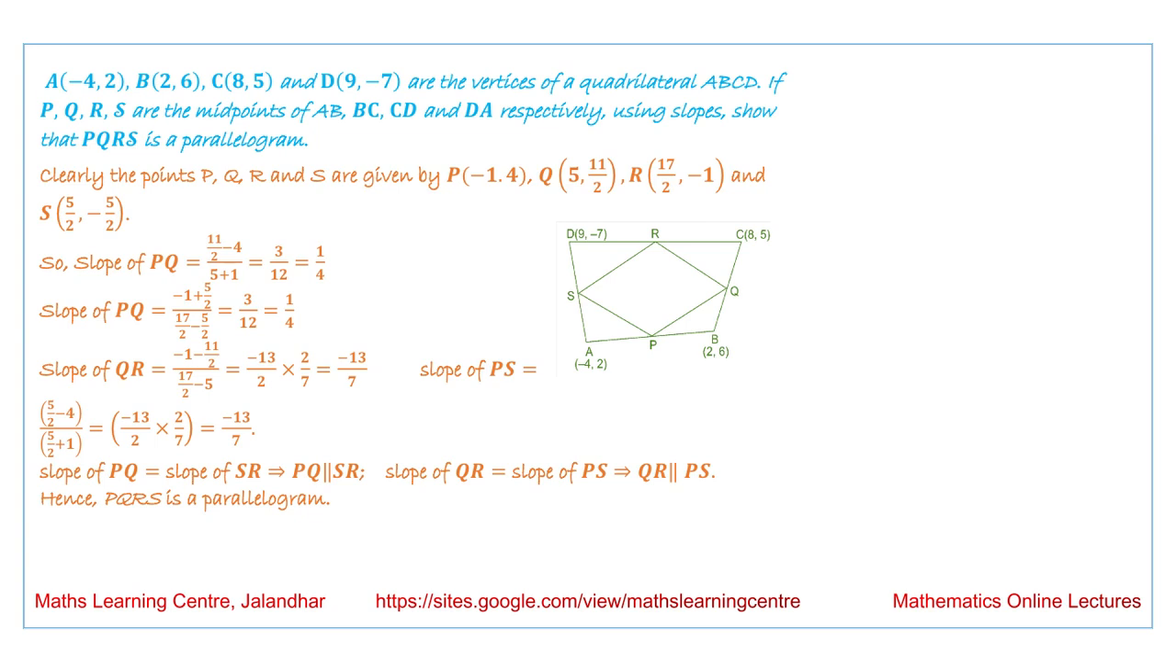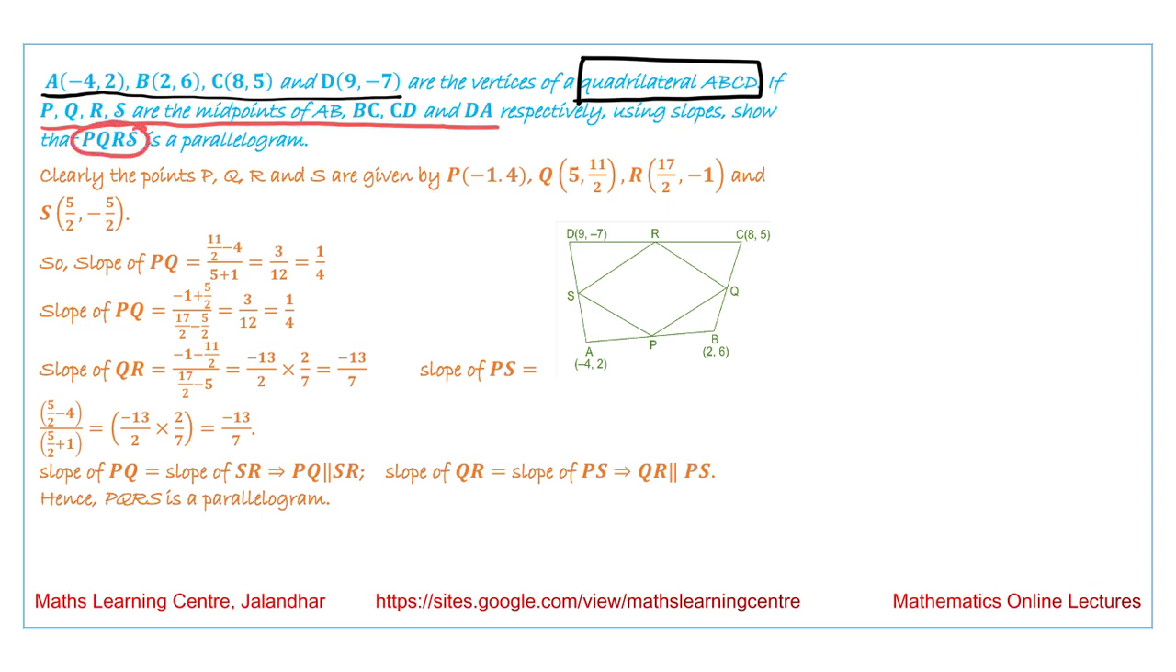Now next we have, these 4 points A, B, C and D given are vertices of a quadrilateral ABCD. Now P, Q, R, S are the midpoints of AB, BC, CD and DA. Then using the slopes we have to prove that PQRS is a parallelogram. So we are talking about these 4 points. This is A, B, C and D. And we have the midpoints corresponding to these points. P, Q, R, S are the midpoints.